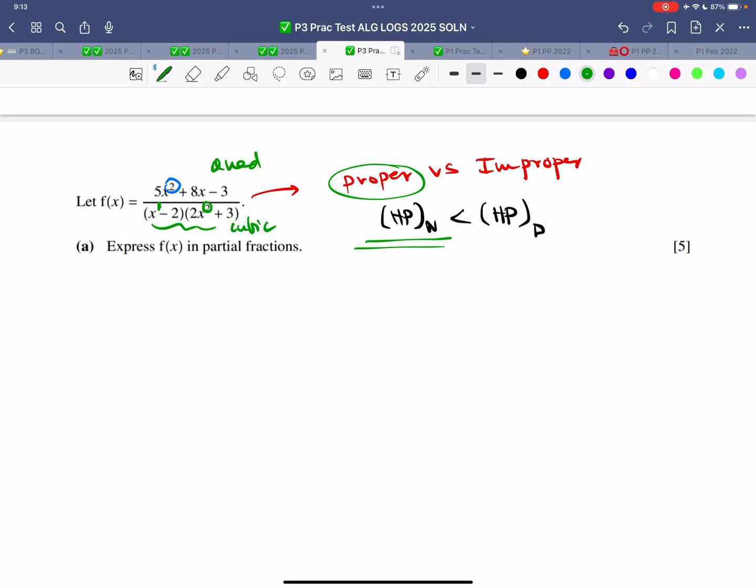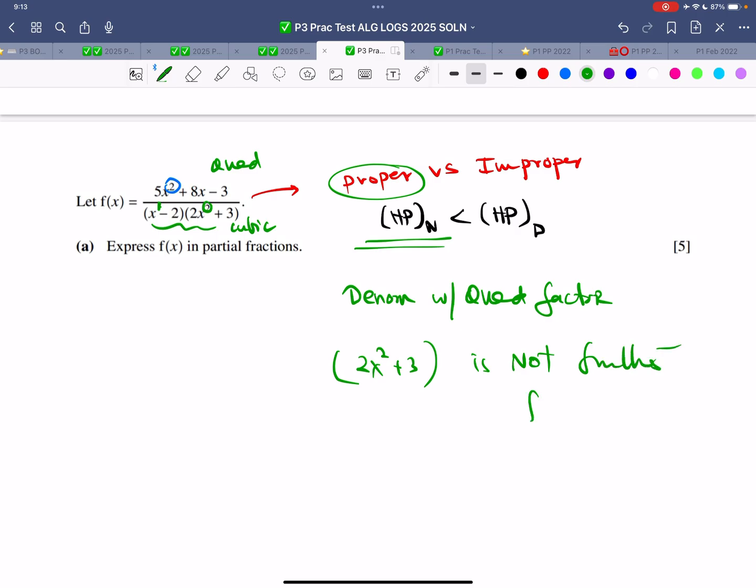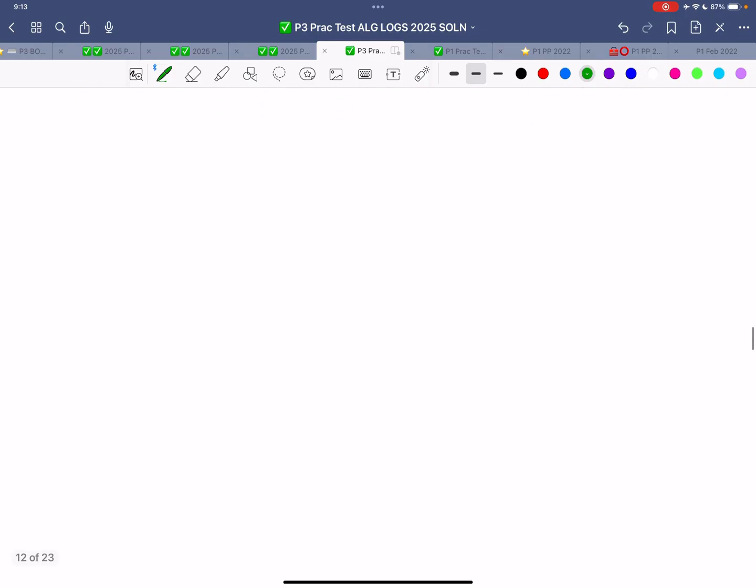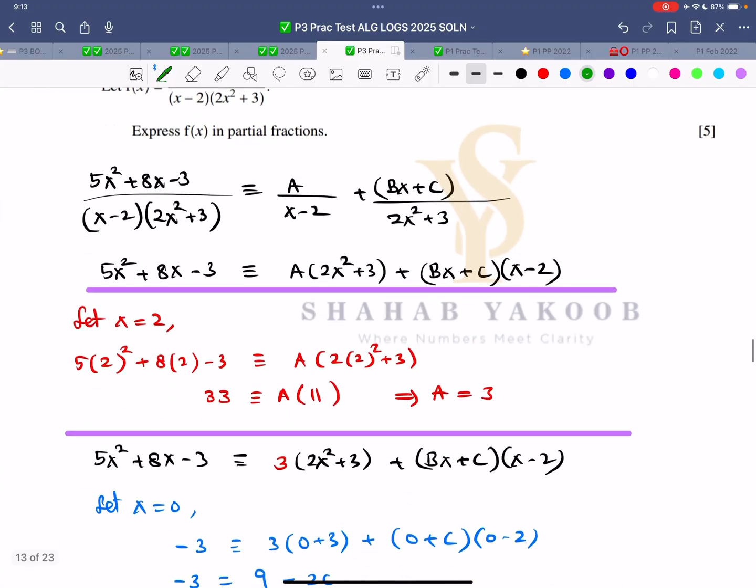Then decide on the case. This is a denominator with a quadratic factor, because 2x squared plus 3 is not further factorizable. If it was factorizable, we would be having many linear factors, but it's not further factorizable. So now that is how we write it. We write it like this: a constant over the first linear factor, bx plus c, a linear expression over the quadratic factor. We take LCM, this multiplies with this, multiplies with this.